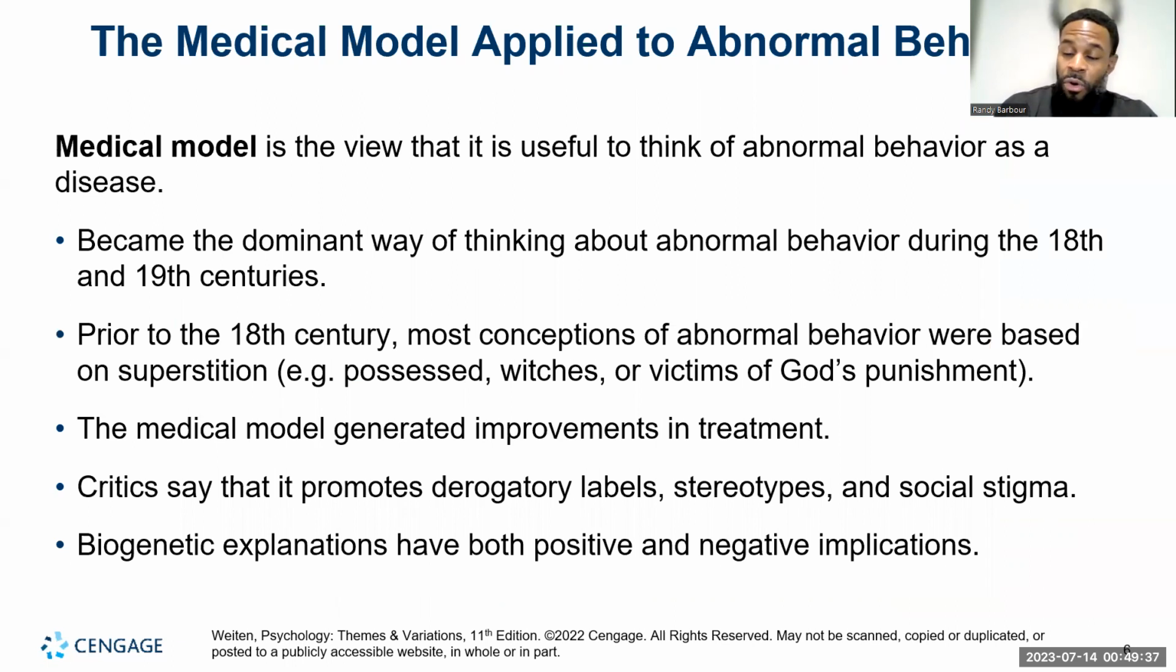And the medical model is the view that it's really useful to think of abnormal behavior as a disease. Right? We think of it as a disease because with a disease, you can, first of all, diagnose it. You can figure out what the cause of the disease is. And then you can set a prognosis and treat the disease based on that prognosis, right?